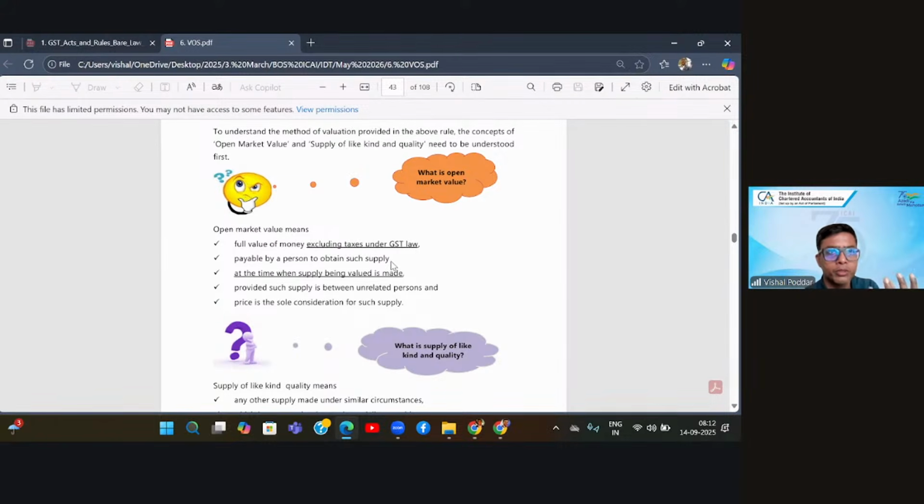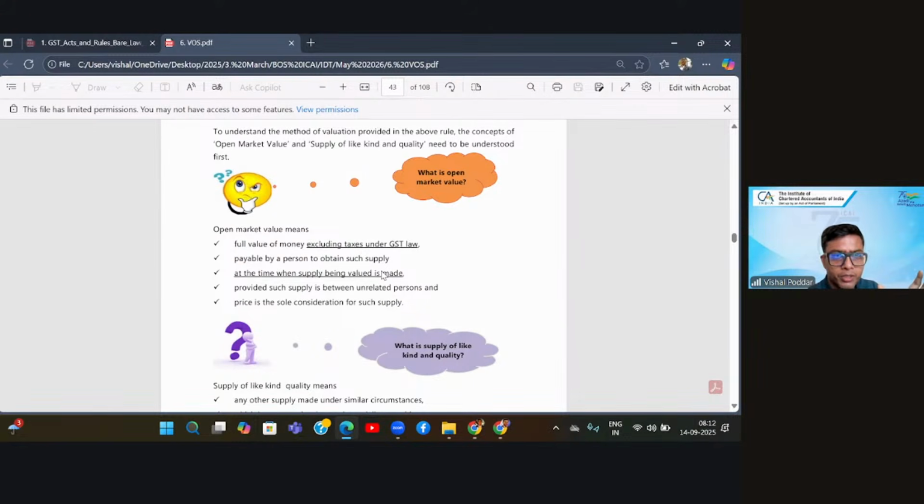If the same goods or the same service I am selling to others, who are unrelated persons, from whom I have charged the complete price, that is the last two conditions, and the price which I am charging to others is at the same time when I have supplied the goods or the service to you. It means there is no time gap also.